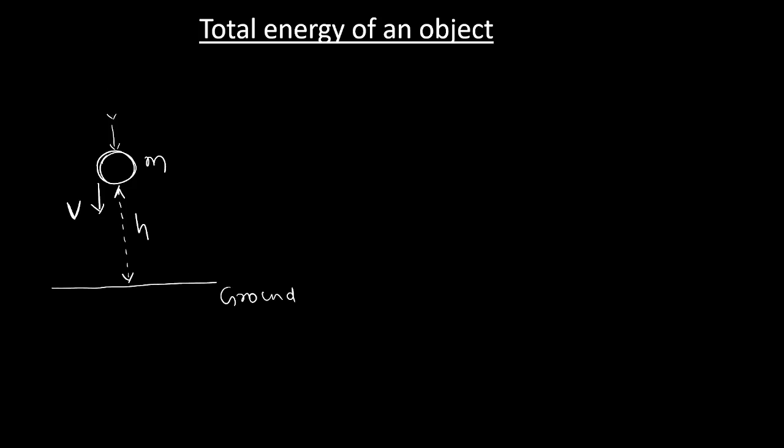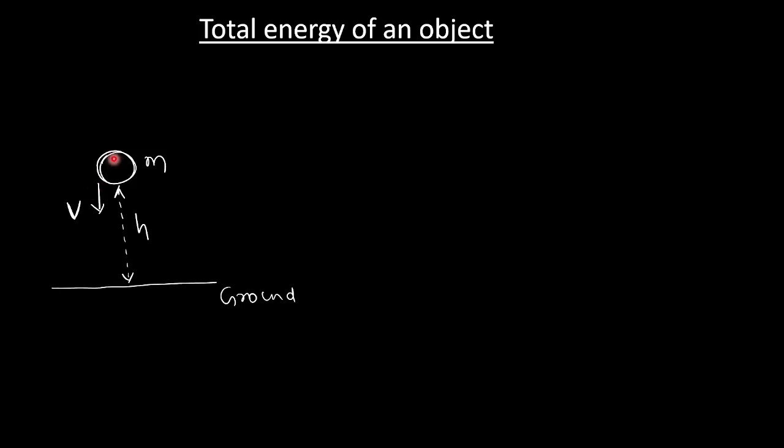There is a body which is at a height h above the ground. The body is not stationary. It has some velocity v. Understood? For example, from the top of a tower, I am throwing a ball vertically downward. So the body not only has potential energy but also has kinetic energy. If the body has velocity, definitely it has kinetic energy.